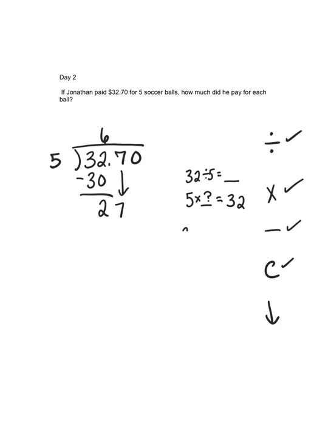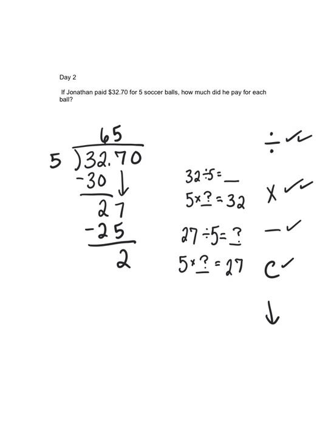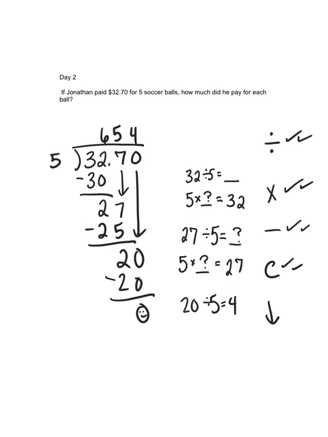So now I need to know 27 divided by 5 equals blank. Or another way to say that would be 5 times what will get me close to 27. Okay, well, 5 times 5 is 25. Subtract. Another 2 for a partial remainder. Bring down the 0. Okay, 20 divided by 5 equals 4. 4 times 5 is 20. And I have no remainder.